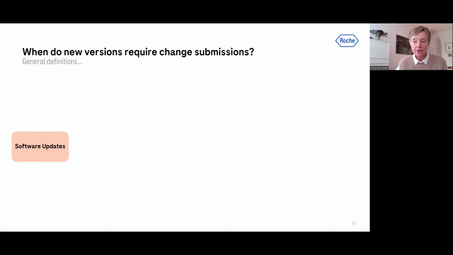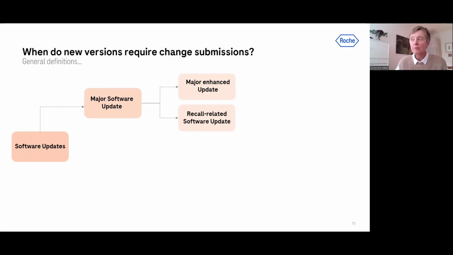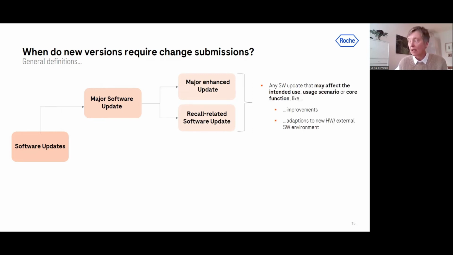So there are general definitions. The Chinese regulation, when it comes to software updates, differentiates between major software updates, what they call major enhanced updates, or recall related software updates. So in general, any software update that may affect the intended use or the way the customer uses the software or the instrument, or it would consider core function improvements, or if you adapt the software to a new hardware or external software environment. These would be considered major software updates, and those major software updates will require change submission.